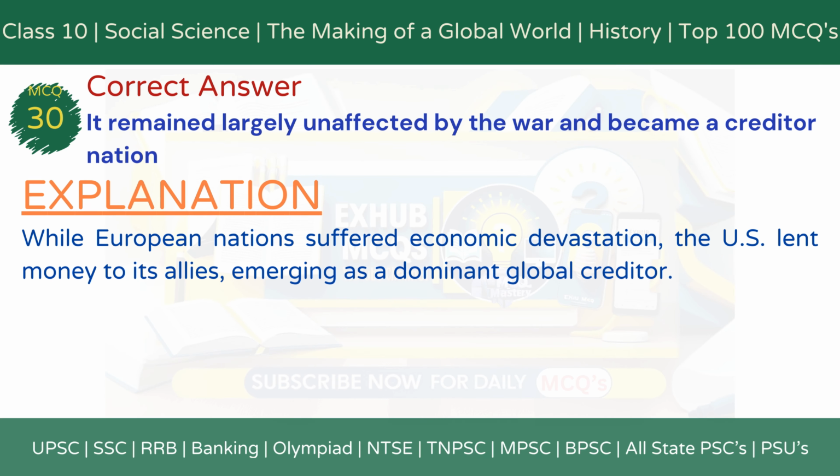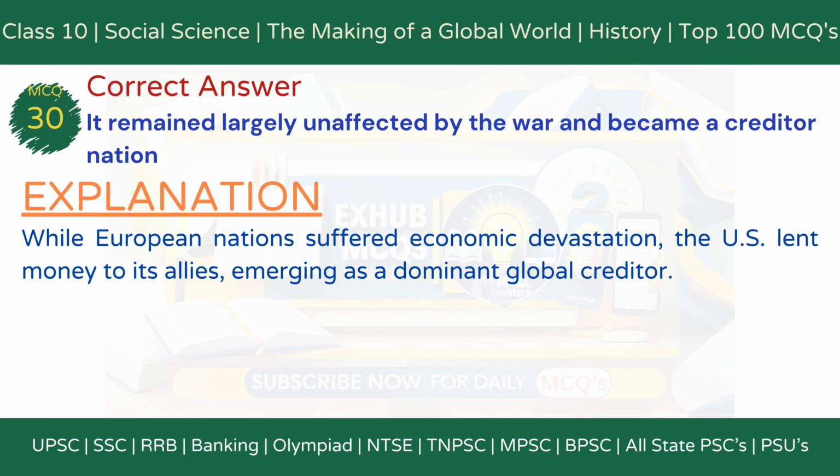The correct answer is option B. It remained largely unaffected by the war and became a creditor nation. Explanation. While European nations suffered economic devastation, the US lent money to its allies, emerging as a dominant global creditor.